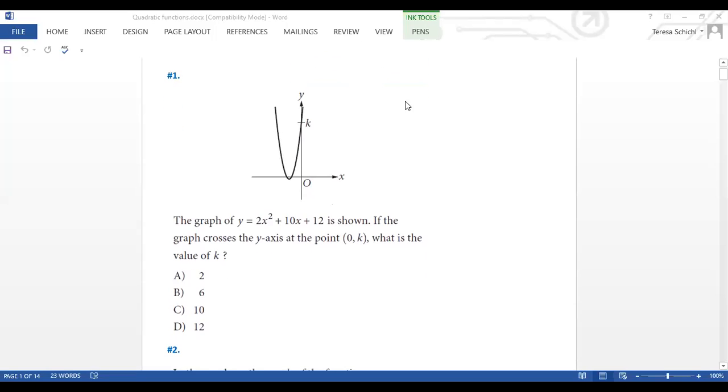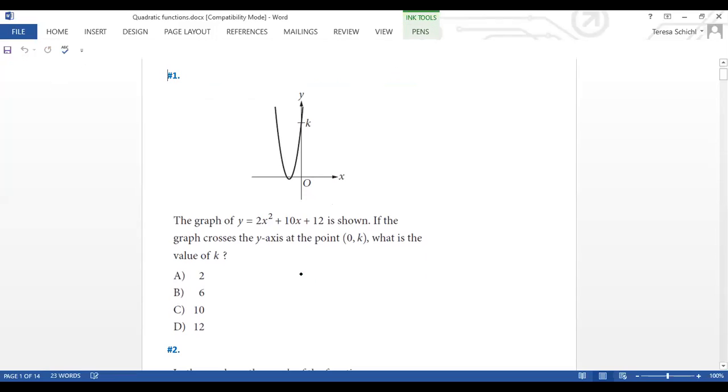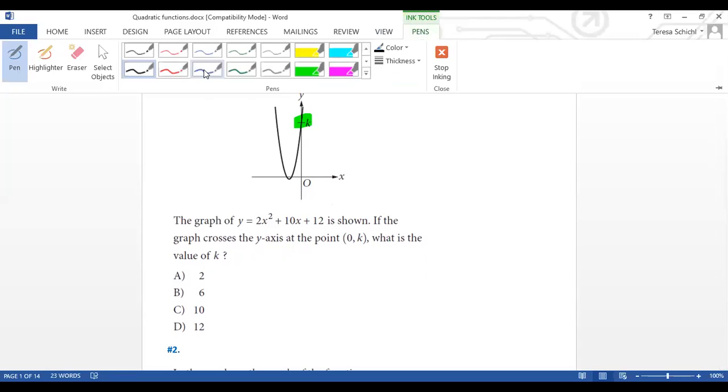So here they tell you the graph y equal to 2x squared plus 10x plus 12 is shown. The graph is crossing the y-axis at 0, k. Now what is the value of k? Because this is where the graph touches the y-axis, what do we say this is?